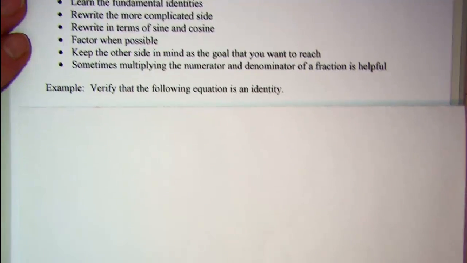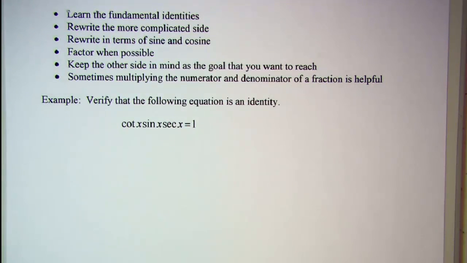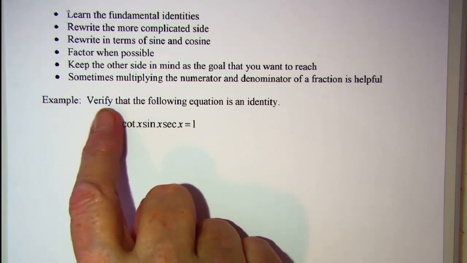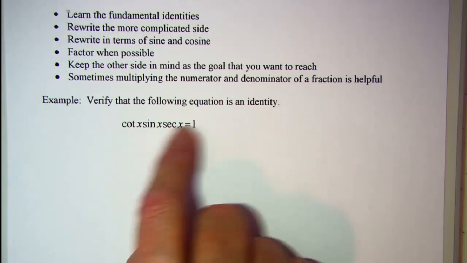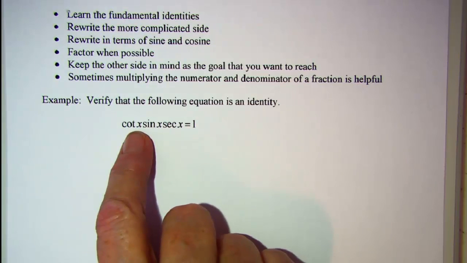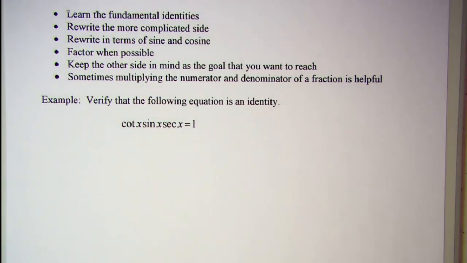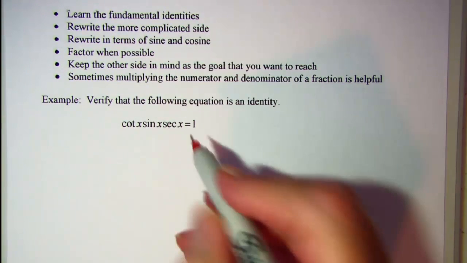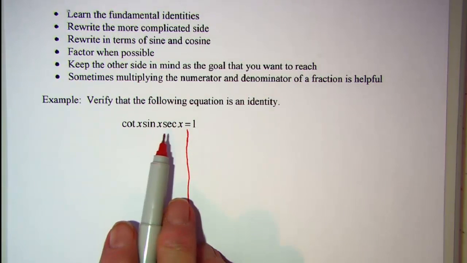Our example, we're asked to verify the following equation is an identity. So we already know this is an identity, and we're just going to verify that it is. So we know that this left side is equal to 1, this right side. We just need to work on this left side and rewrite it using our fundamental identities so that eventually it equals 1. Now let's draw a line down where the equal mark is so that I can just work on this left side.